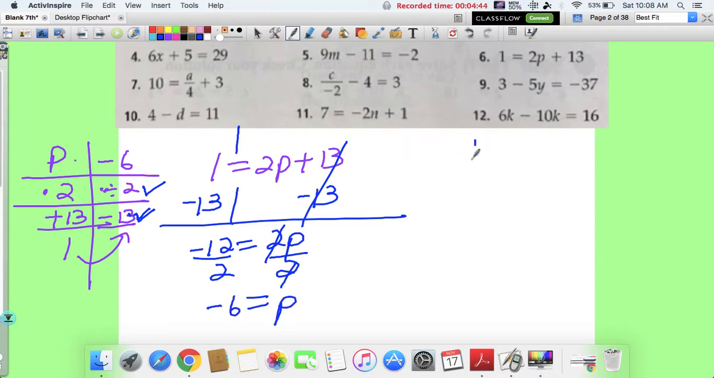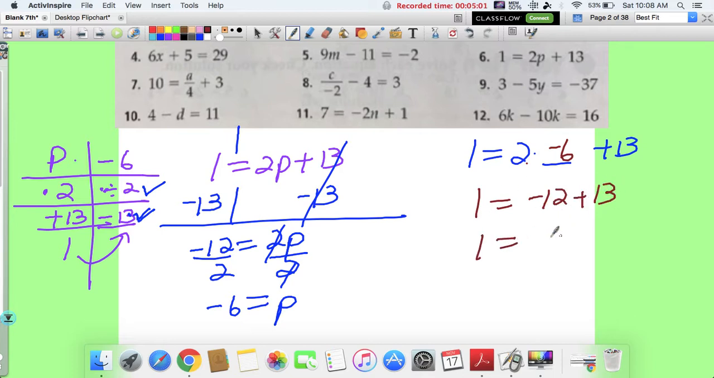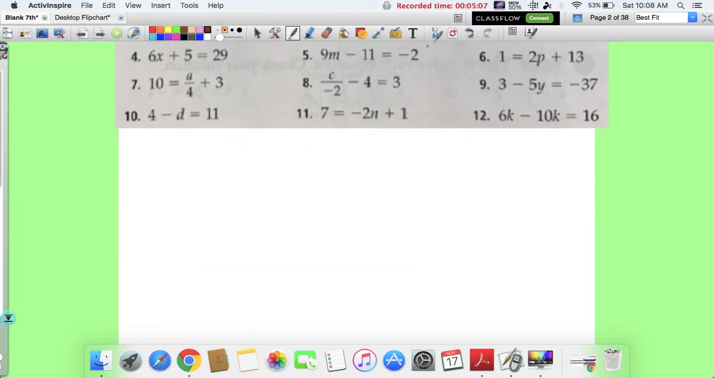Let's replace. 1 equals 2 times my variable plus 13. My variable now has a value of negative 6. 1 equals, and then 2 times negative 6 is negative 12 plus 13. Negative 12 plus 13 is 1. Clear.